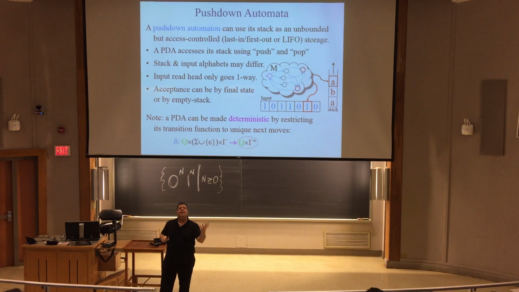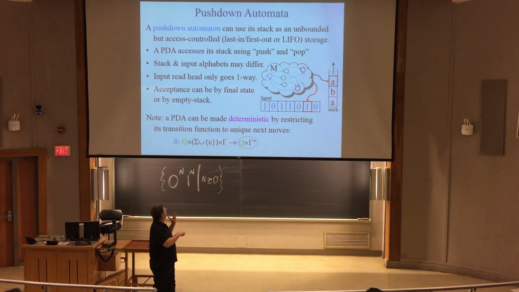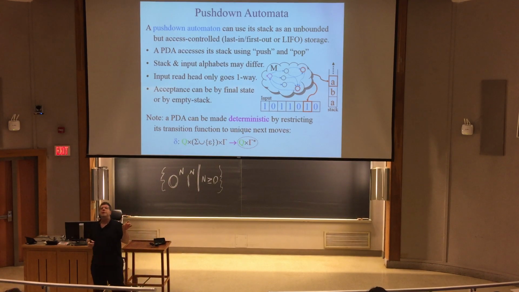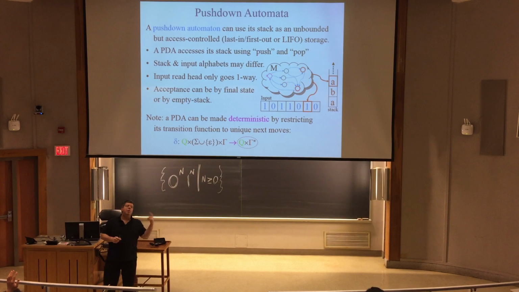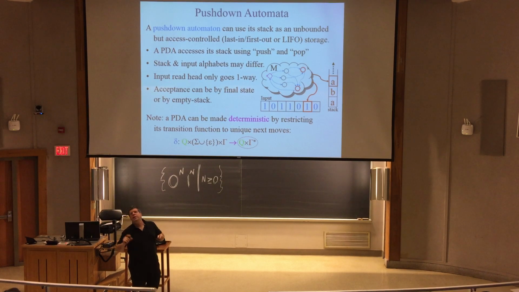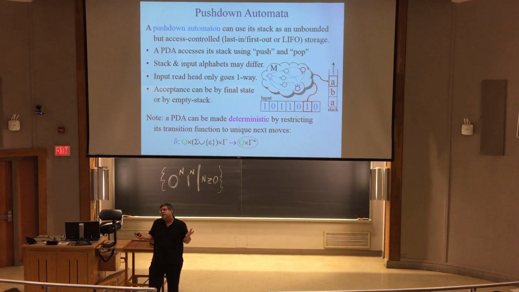If you run out of ones in the input at the same time that you ran out of zeros in the stack that were already pushed there, you win. You can declare victory and accept that string, and you have a string on your hands that is of this form, equal numbers of zeros and ones. Of course, you have to make sure there are no extra ones in the input and no extra zeros on the stack. If either of those conditions occurs, what do you do? Too many zeros or too many ones, don't accept. Go to some reject state, stay there, don't do anything else, and you're not accepting that string, and that string is not in the language of that PDA.